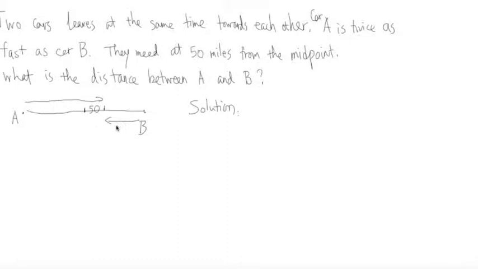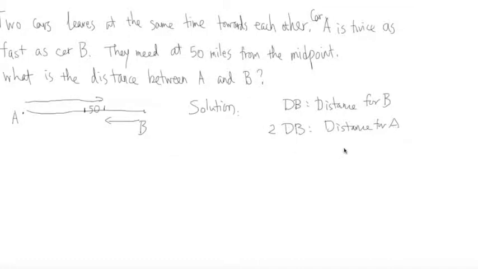Let's give a name for the distance B traveled. Let's call the distance of B, dB. What we know is that A is twice as fast. When they meet, they travel for the same amount of time, which means the distance for A will be twice the distance of B.